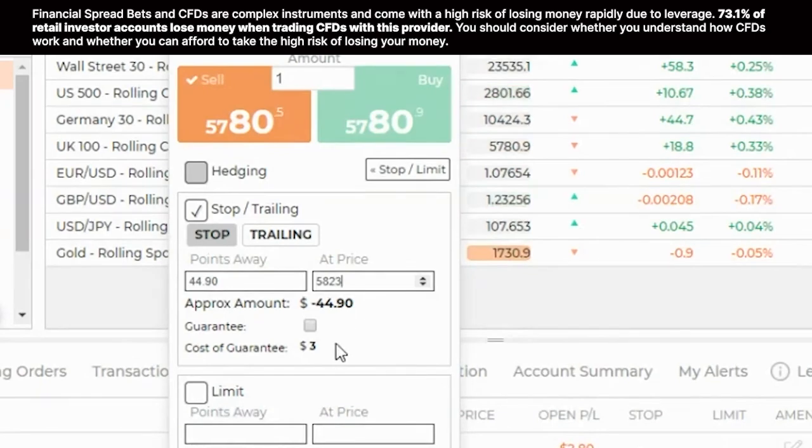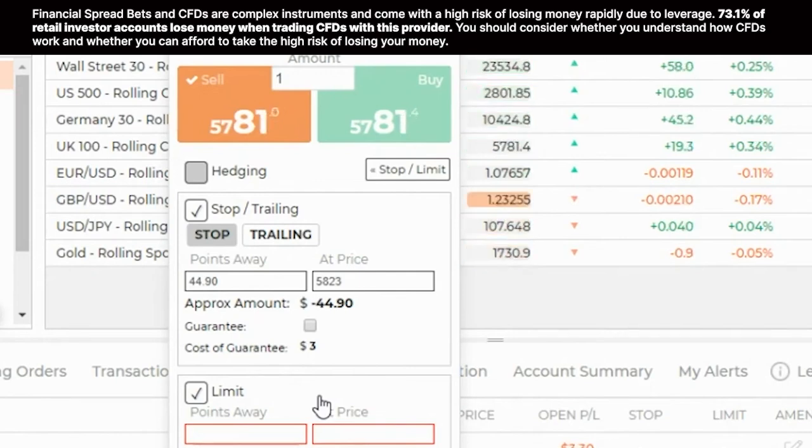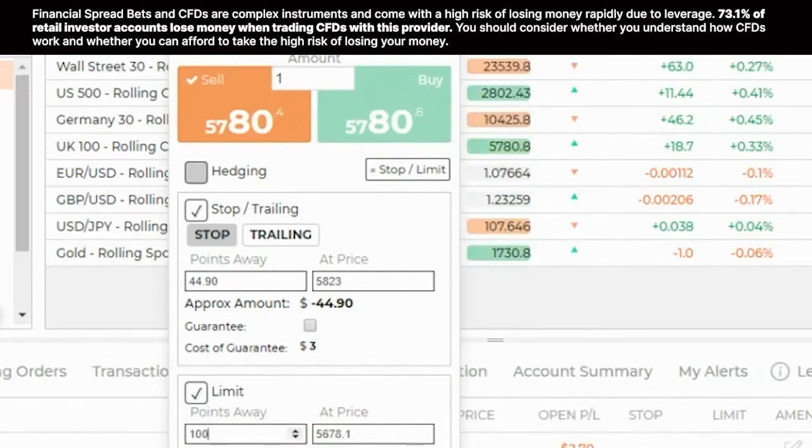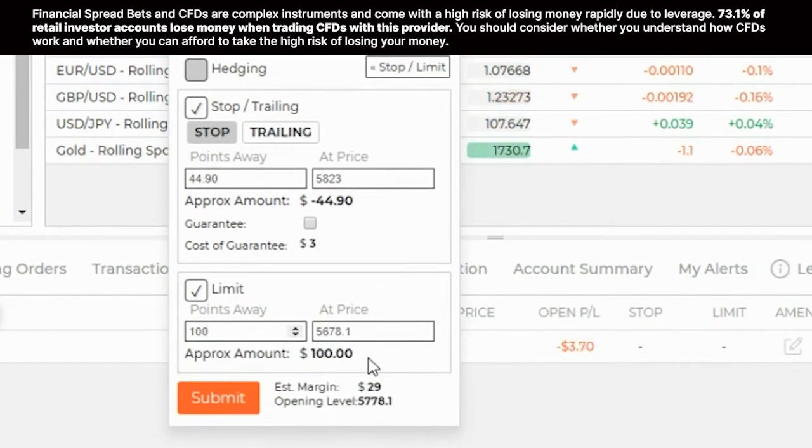I'd also like to put a limit on my order, so I click on limit here. I'm going to put this a set number of points away from my opening level. I've sold at around 57.78. I think there's a good chance I could make 100 points on this trade. I think the FTSE could easily, the UK 100 could easily drop 100 points or more from here. So I am going to put my limit 100 points away from my opening level. And you can see that it's actually telling me that that would be at a price of 56.78.1 because my opening level was 57.78.1. And if I did get triggered on that limit, if it did get hit, I would make $100, which sounds fine to me.